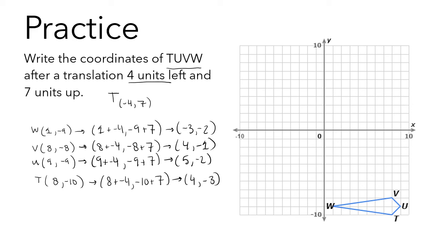Let's graph these. 1, 2, 3, 1, 2. And right here, this is my W prime. (4, -1): 1, 2, 3, 4, -1. This is going to be my V prime. And then U prime is (5, -2). T prime is (4, -3). And I've got my shape after translation, 4 units left and 7 units up.